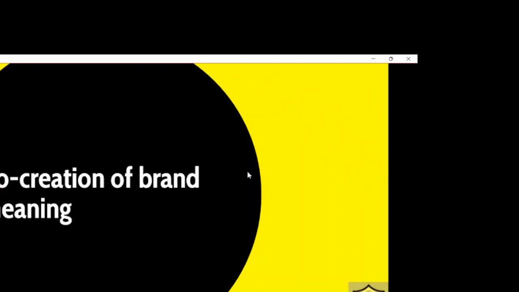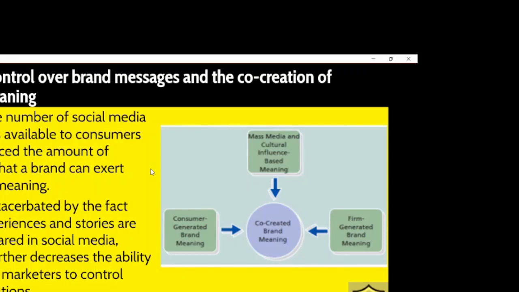And the outcome of this long and continuous process of interaction in a web-to-one environment has resulted and has facilitated the emergence of a dominant mode of branding for web-to-all, that is co-creation. Now, what does co-creation mean? The large number of social media channels available to consumers can reduce the amount of control that a brand can exert of its meaning. And this is exacerbated by the fact that experiences and stories are being shared in social media, thus further decreasing the ability of brand marketers to control conversations.